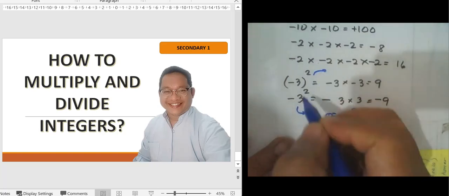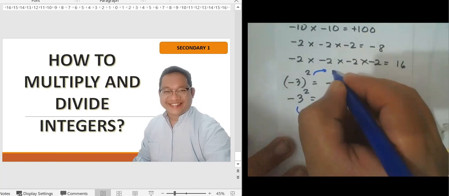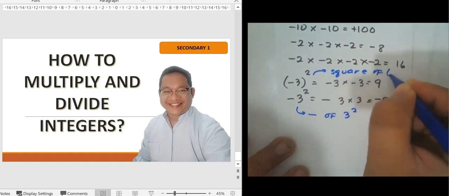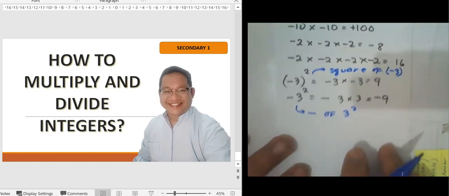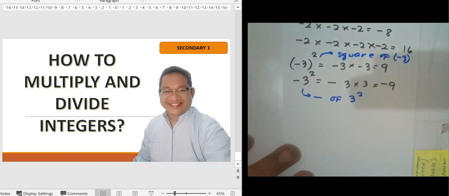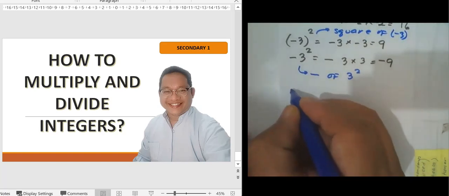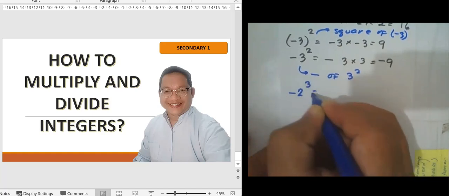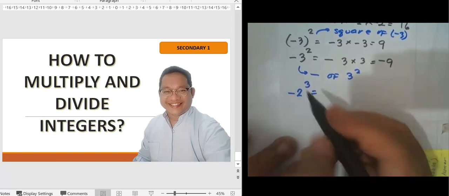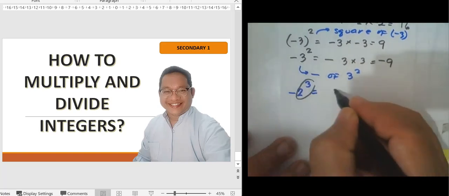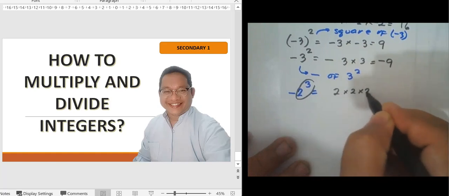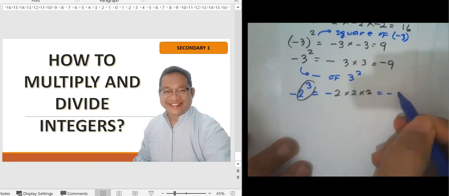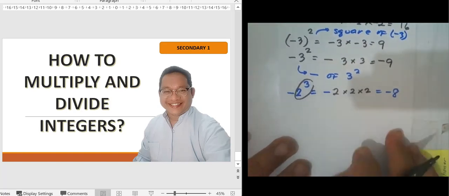However, this one means the square of -3. So these two are actually different. So for example, you have -2 raised to the cube. Again, the meaning of that is 2 cubed is 2 times 2 times 2, and whatever your answer, you take the negative. So therefore, that's actually negative 8.